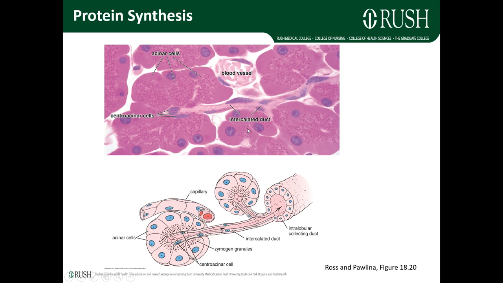The centroacinar cells are clearly visible in the middle of the acinus, where the duct system starts. In this picture they are highlighted here, and in this schematic they are highlighted here.